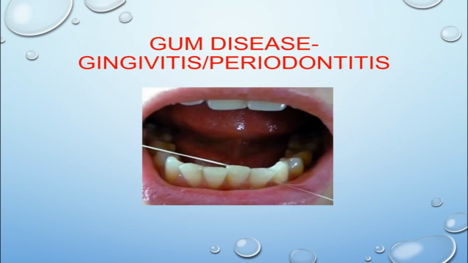What is gum disease? A healthy mouth should not bleed. Therefore, if you see blood in your mouth, that's the first stage of gum disease.